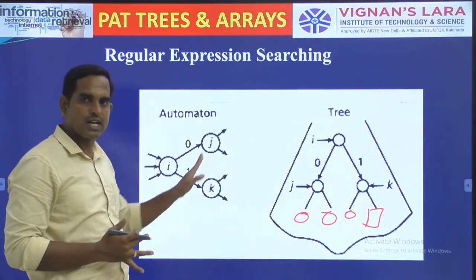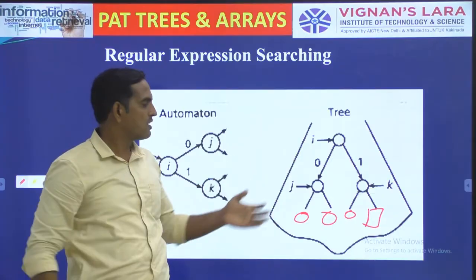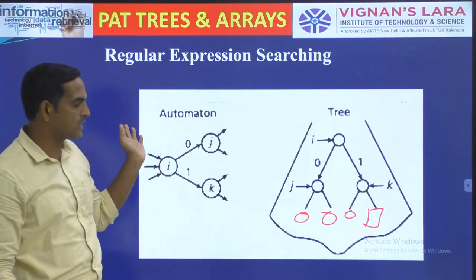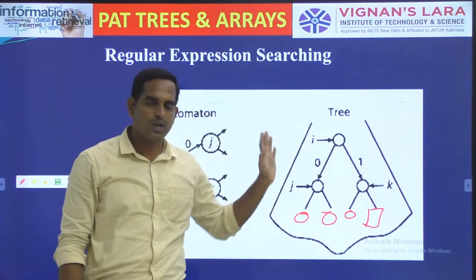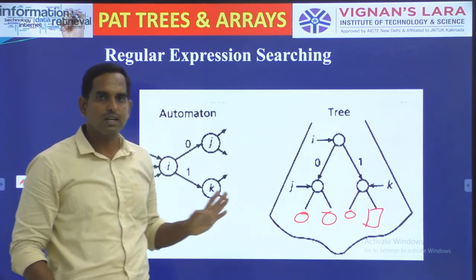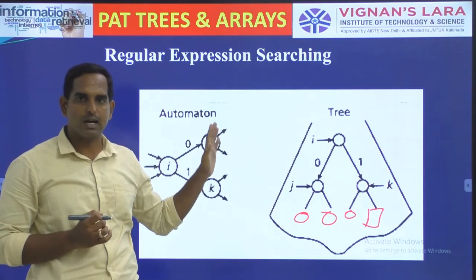So whatever the text you are having in the finite automata, for that text you have to create the strings. For the strings you will be creating your complete patricia tree, and whenever you try to do the regular expression searching, you can get the solutions, or you can search them successfully or unsuccessfully from your patricia tree. These are the various algorithms which you can apply on your patricia tree or patries.